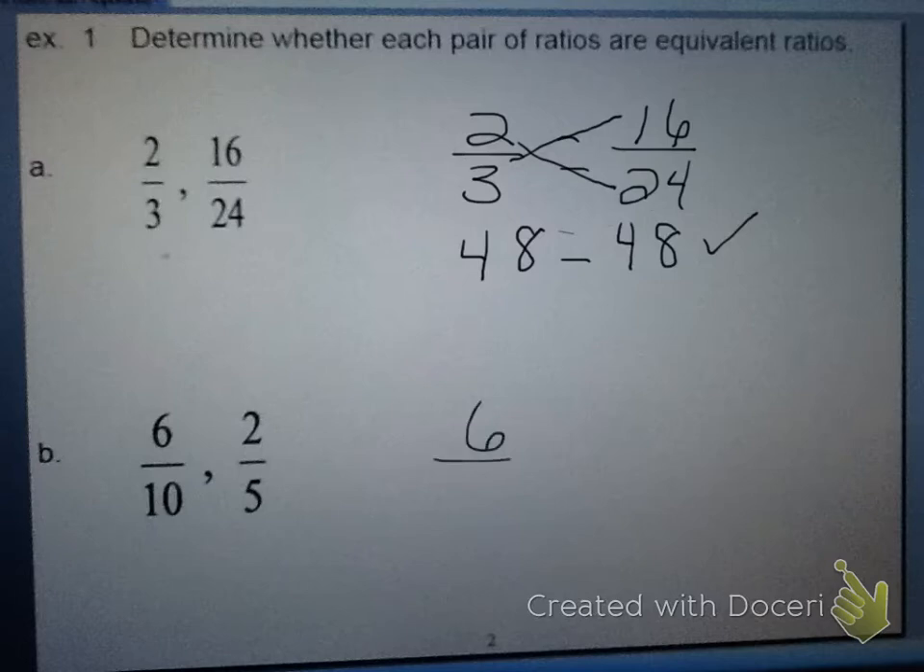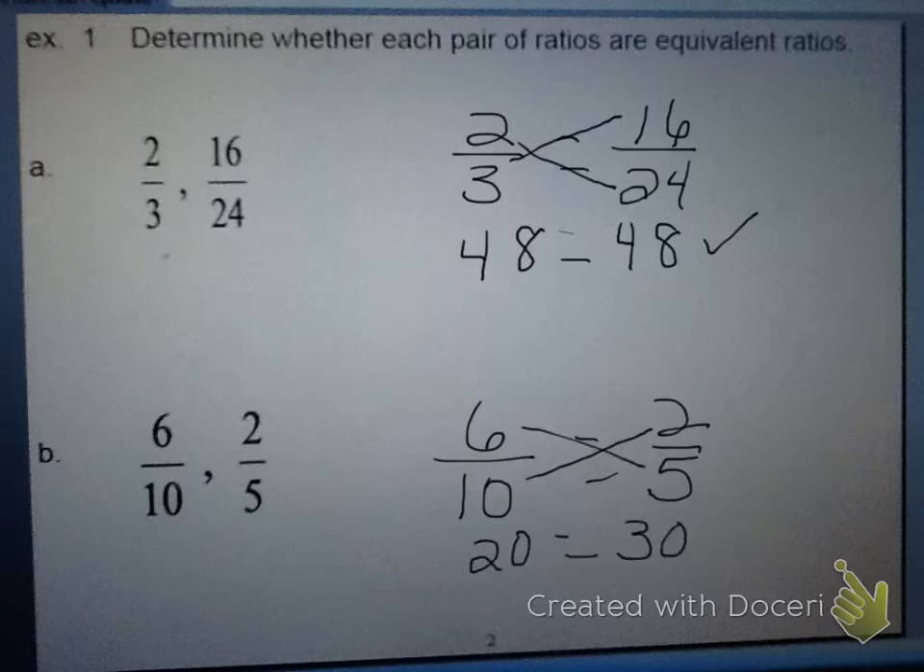Example B, 6 over 10 is equal to 2 over 5. Cross multiply. 2 times 10 is 20, is equal to 6 times 5 is 30. 20 does not equal 30, so this is not an equivalent ratio.